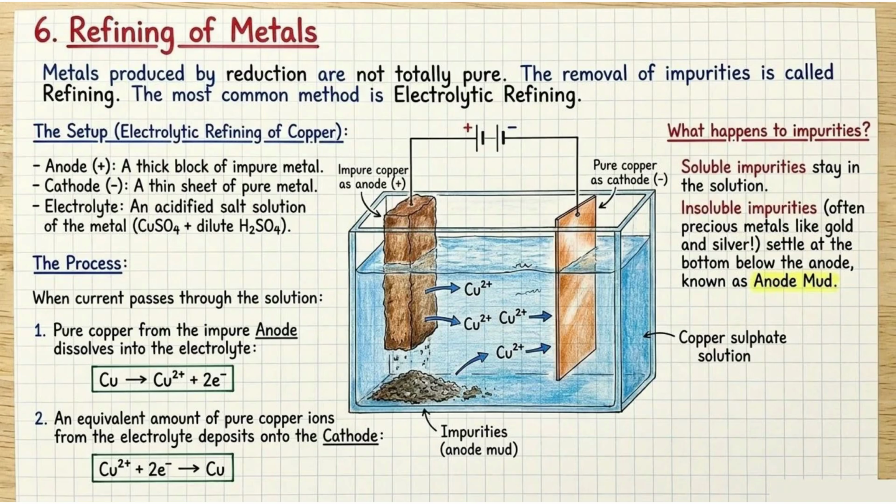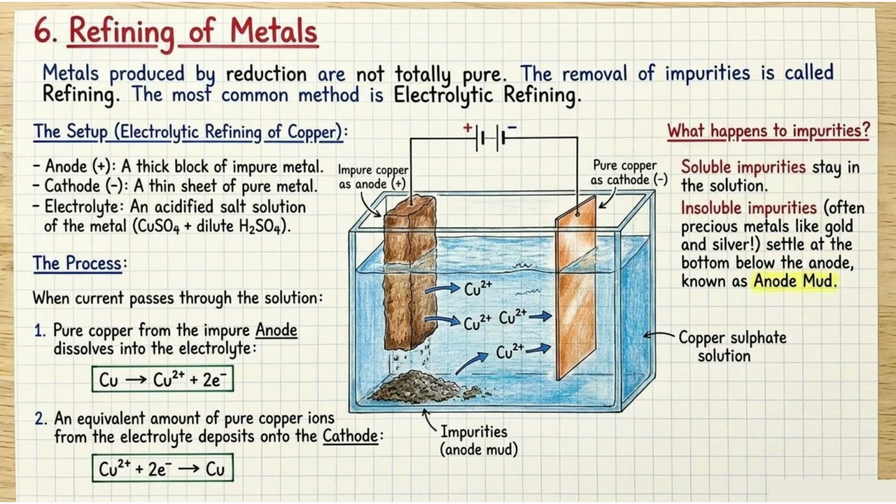Now, once we've extracted these metals, they aren't perfect yet. They have impurities. Removing them is called refining, and the most common method is electrolytic refining. Let's visualize the setup for copper. Your anode, the positive side, is a big chunky block of the impure extracted copper. Your cathode, the negative side, is a razor-thin sheet of perfect, pure copper.